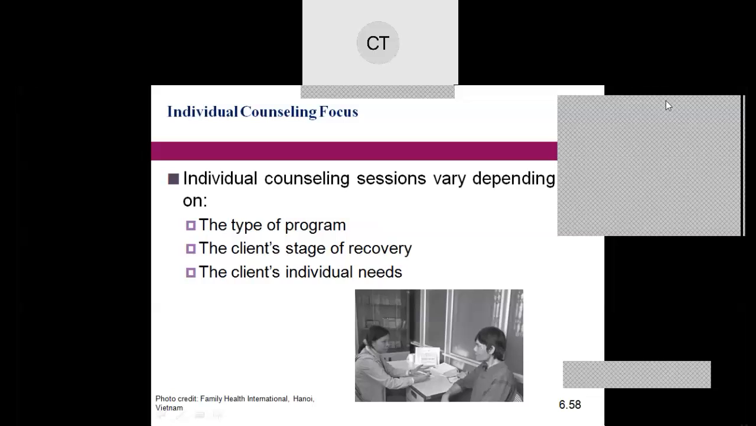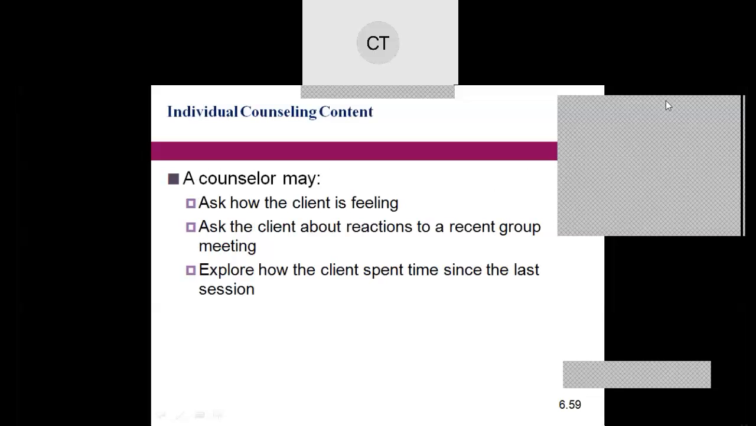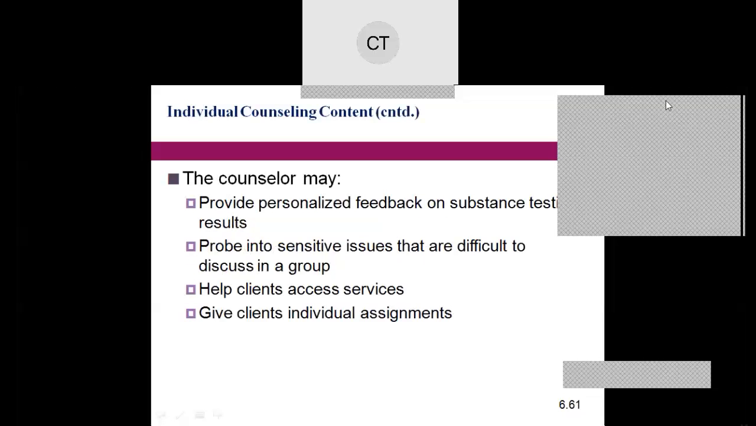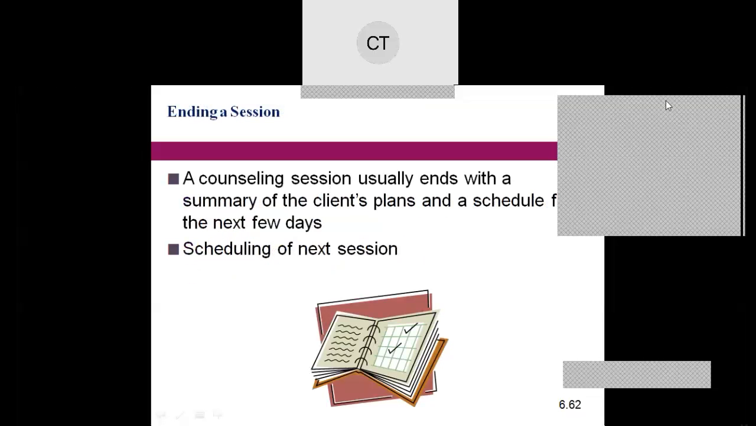It's not that we just plan individual counseling the same for all, but we plan individual counseling according to the needs of the individual. In other words, everything is individualized. That's why we said the treatment plan is individualized. I'm just skipping these. All these we already discussed.